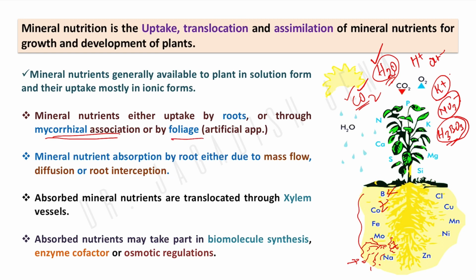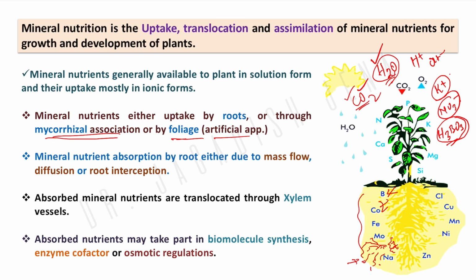Or by foliage, when we spray different micronutrients on the canopy to fulfill a deficiency symptom, or when there is a recommendation to spray a nutrient solution, then the plant takes up that nutrient through the foliage. So mostly with artificial application, when we do foliar application or foliar nutrition, the uptake happens through the foliage.